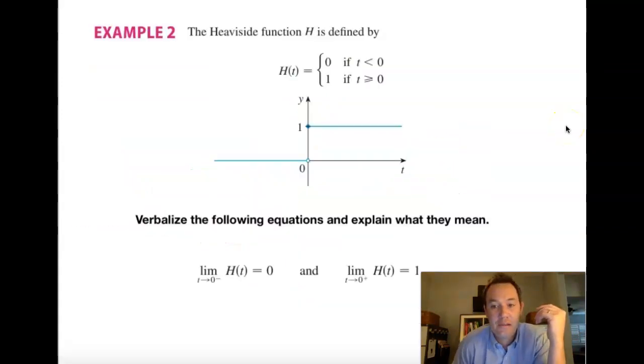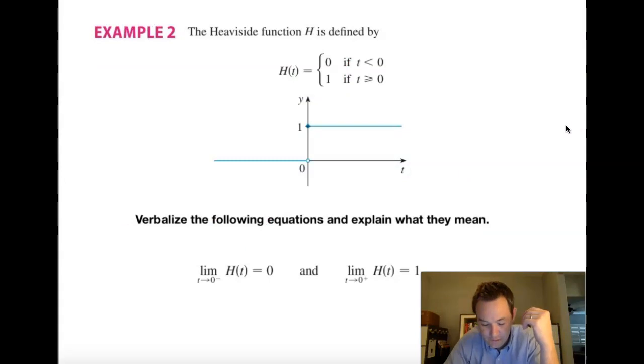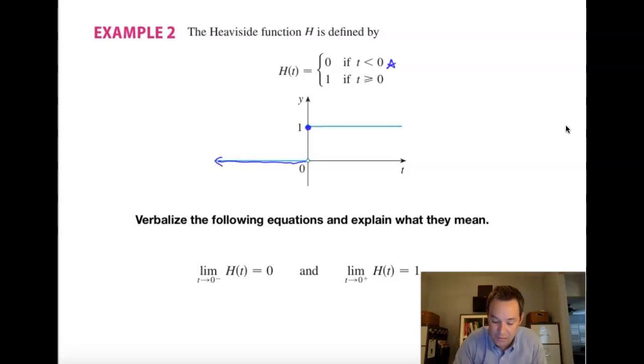All right, back to it. Let's talk about a very famous function. This is called the Heaviside function. This is very famous in electrical engineering, because it is basically a graphical representation of a switch in an electrical current, where 1 is on and 0 is off. And so it's a piecewise function that's defined as h of t is 0 if t is less than 0, so t being the x-axis, it's 0 here, and it's 1 if t is greater than or equal to 0, so that point is filled in, and it's 1 here. So it says verbalize the following equations and explain what they mean.